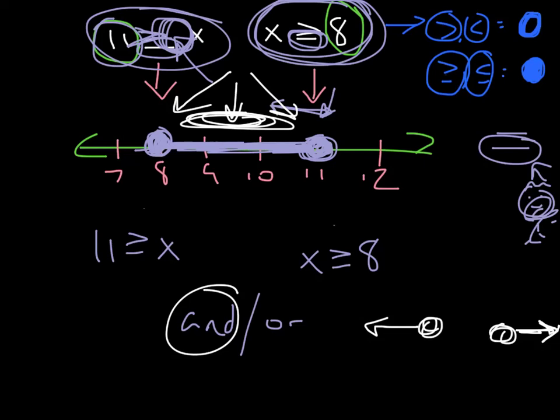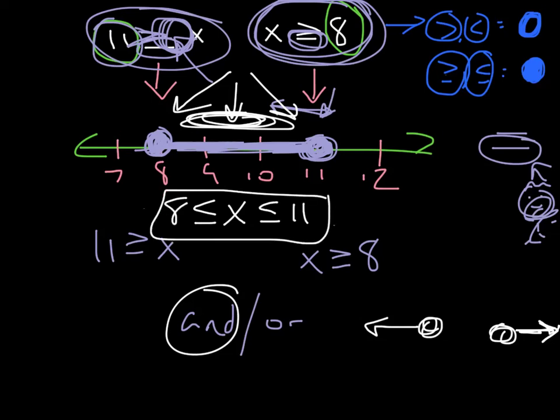Now, another way to write this would be to put x in the middle and then do it like this. X is greater than or equal to 8 and less than or equal to 11. This right here is the way most of the time it'll be written, and the world functions as such.